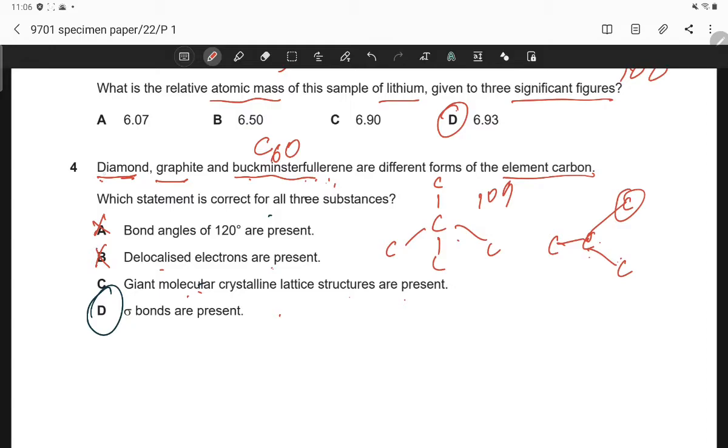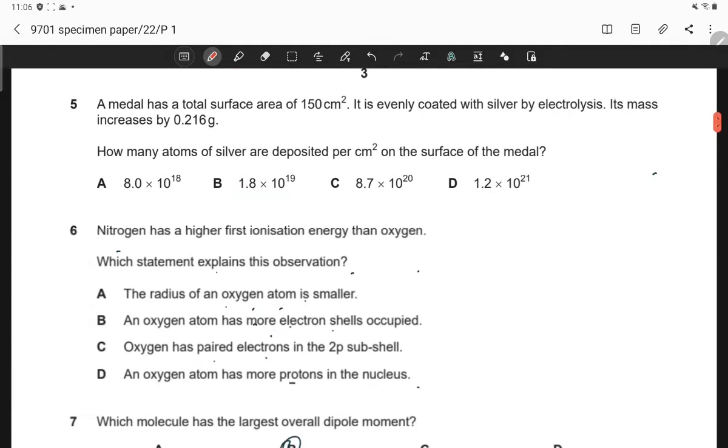Graphite has sigma bonds, diamond has sigma bonds. So the D option is the correct option.